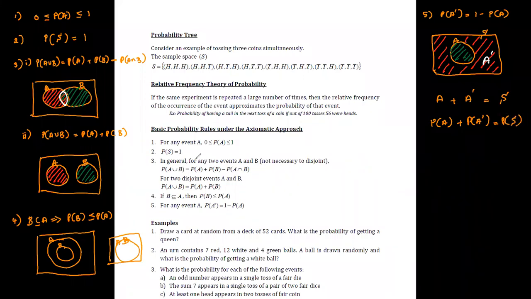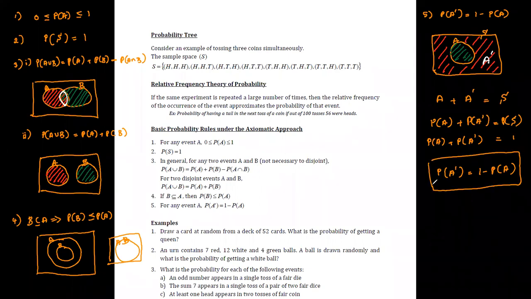But using the second rule of probability based on the axiomatic approach, we can see that this value is equal to 1. Therefore, we can say that P(A) plus P(A dash) equals 1. That is why we can say that the probability of the negation of A is equal to 1 minus P(A). That is how we are obtaining this equality for an event and its negation.